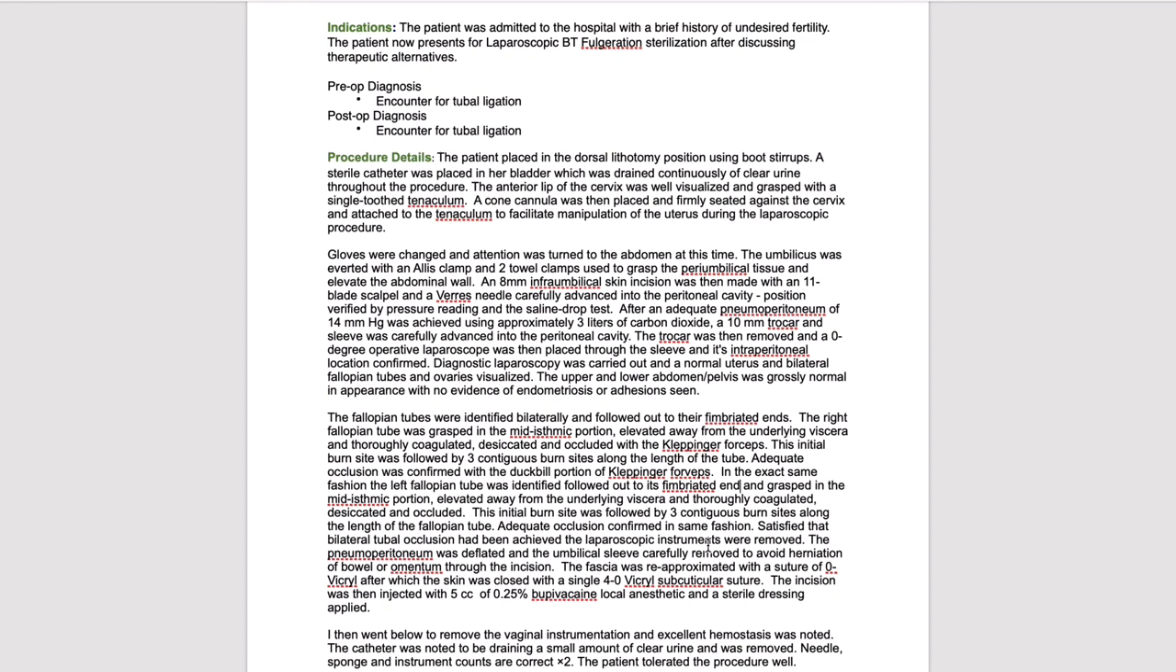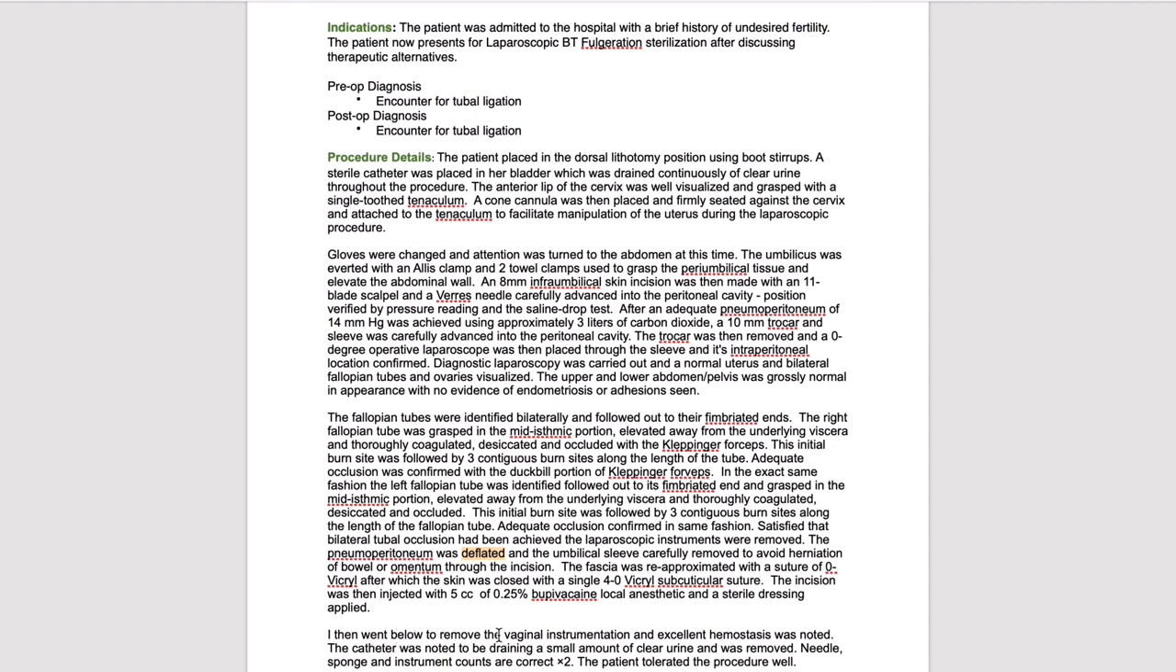And laparoscope instruments were removed. Peritoneum was deflated. Look, now it's deflated, meaning we are releasing and getting rid of all that air that we had put in there. And umbilical sleeve carefully removed to avoid herniation. And we're pretty much done at this point. We are closing her up. Well, not closing her up, but stitching, suturing those small incisions that we had made.